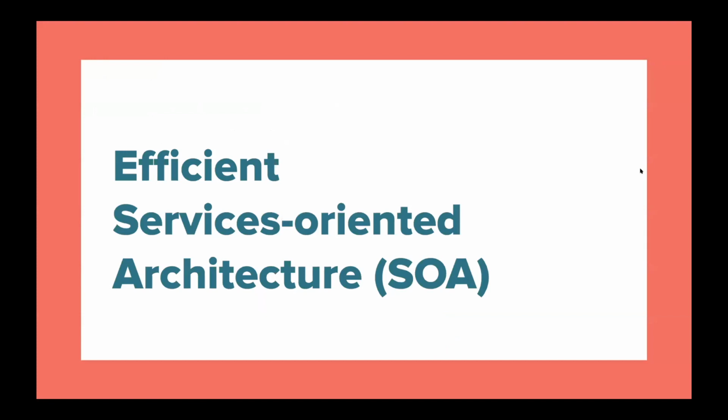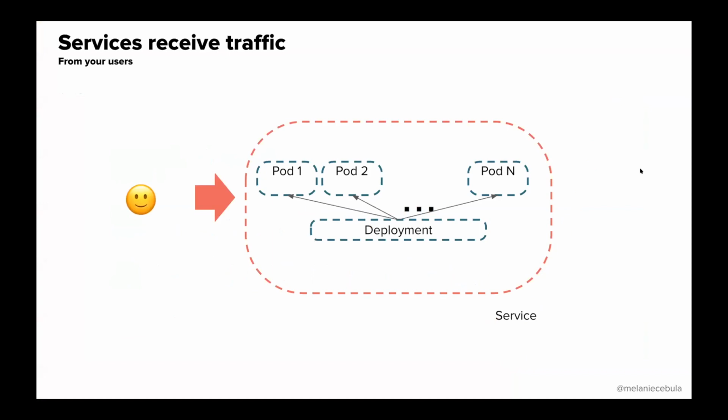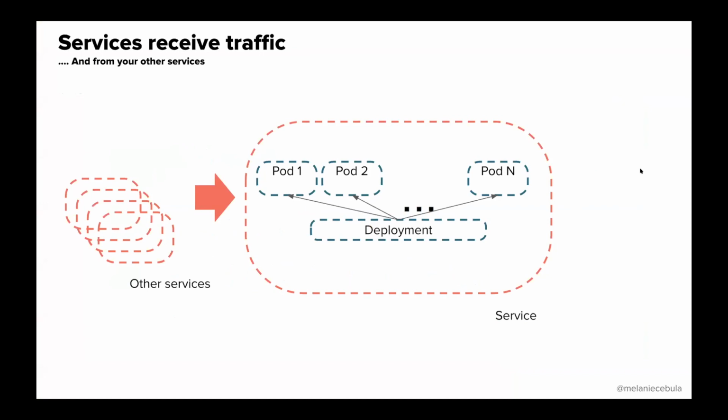One more piece, efficient services-oriented architecture. A lot of people like to talk about microservices, and we're talking about Kubernetes and orchestrators, so orchestrating services is sort of top of mind. At Airbnb, we try to be careful that we don't necessarily call them microservices internally, we just call them services. And the reason for that is when traffic goes up and down, services receive traffic from users, but they also receive traffic from other services.